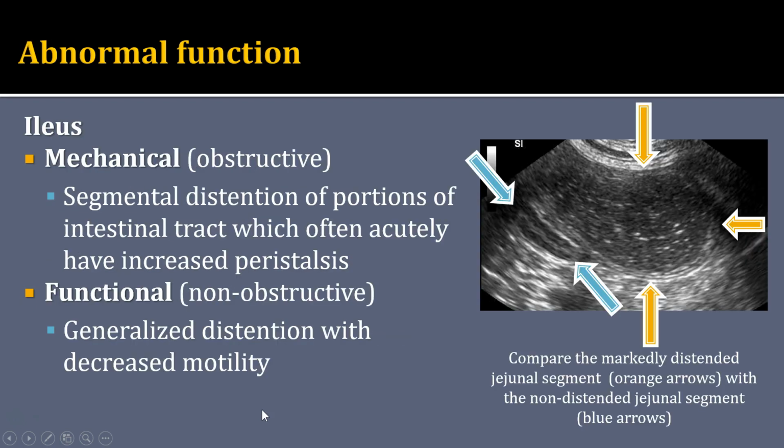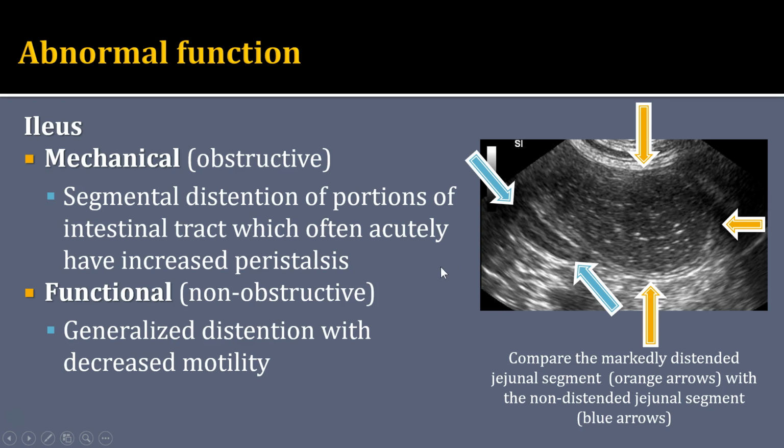Let's start with abnormal function. Just as you've learned with radiography of the GI tract, we can think about ileus and we can classify it into mechanical or obstructive and functional or non-obstructive. We can look for that segmental distension of portions of the intestinal tract when we are thinking about mechanical obstruction. So the patient on the right side of the slide here has a very distended segment of jejunum, and it is adjacent to a completely non-distended segment of jejunum.